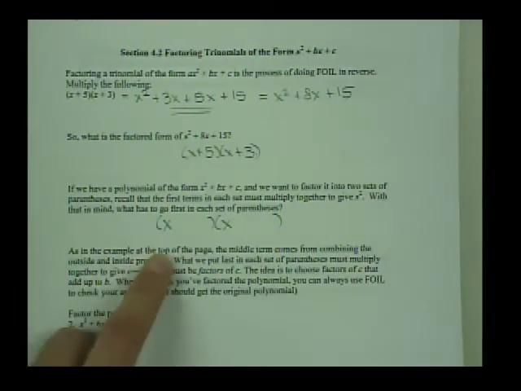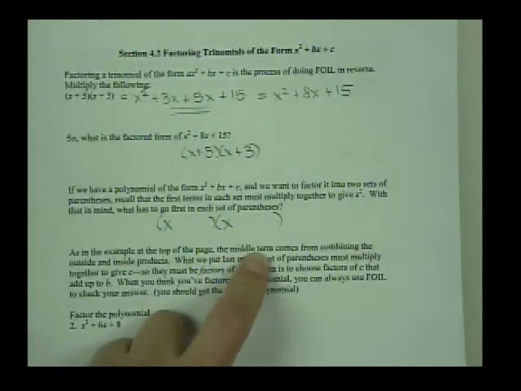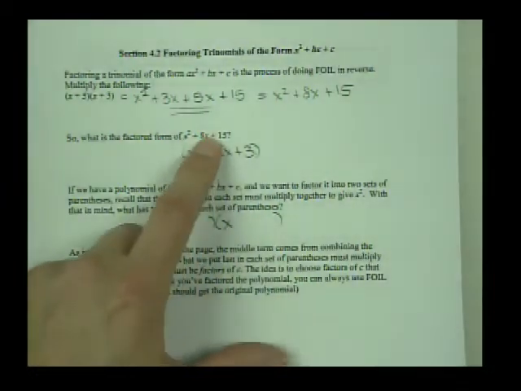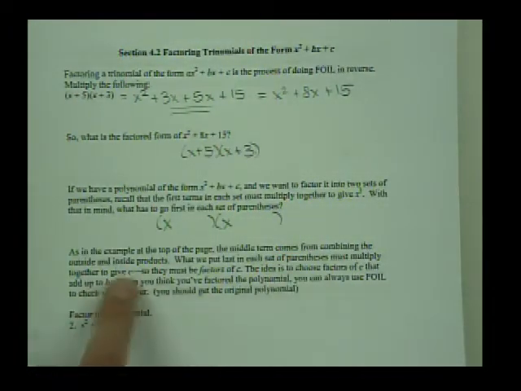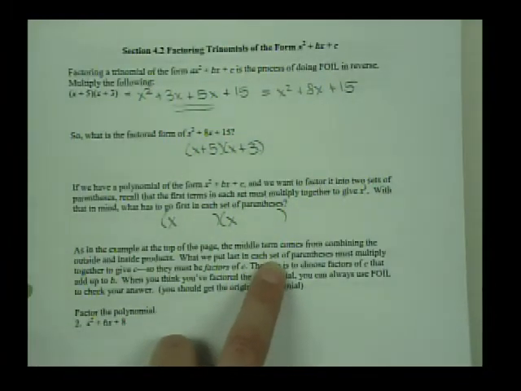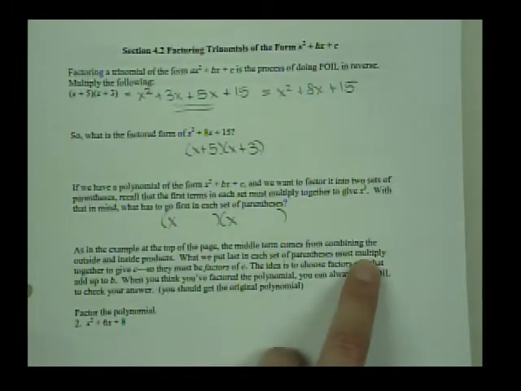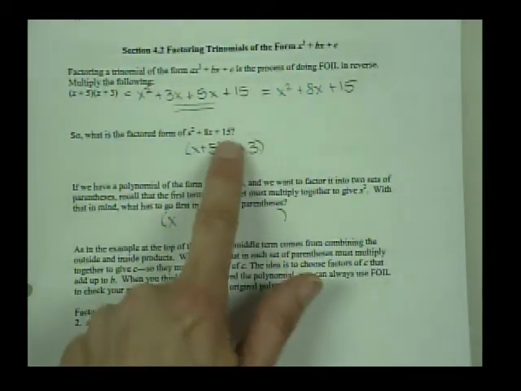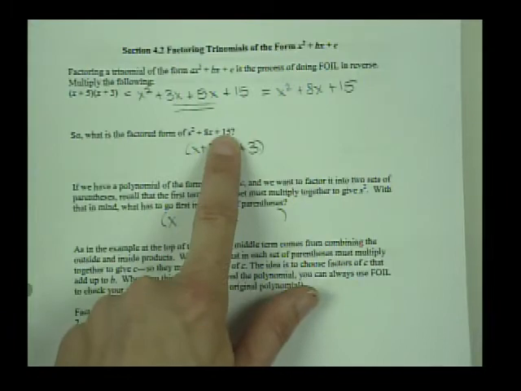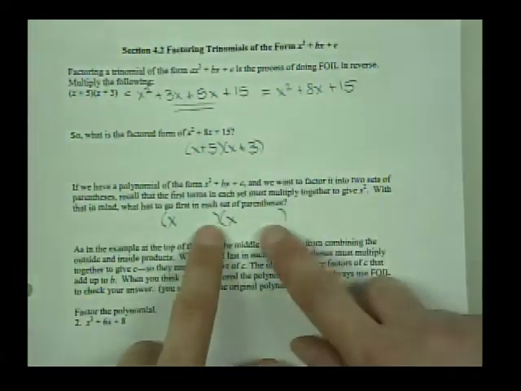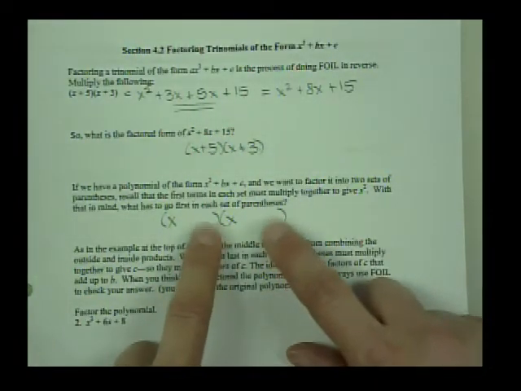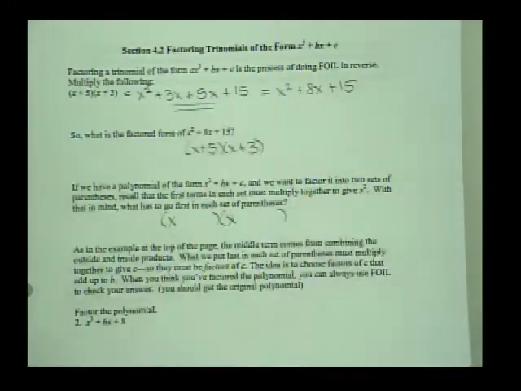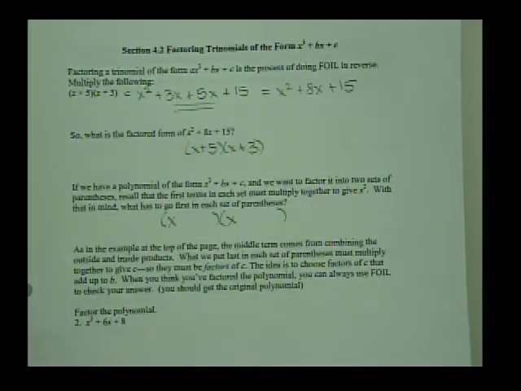As in the example at the top of the page, the middle term, so the 8x, comes from combining the outside and inside products. So what we put last in each set of parentheses must multiply together to give the c, the number that's at the end. So the number at the end here was 15. So whatever we put at the end of the parentheses, those two numbers have to multiply together to give 15. So our only choices are 1 and 15 and 3 and 5.